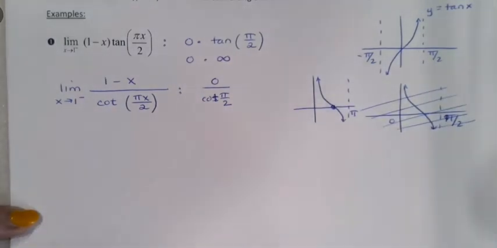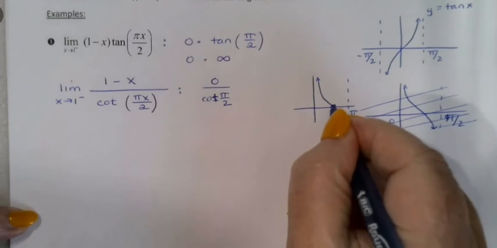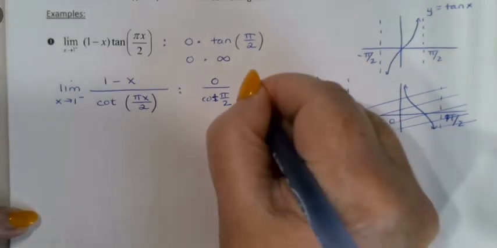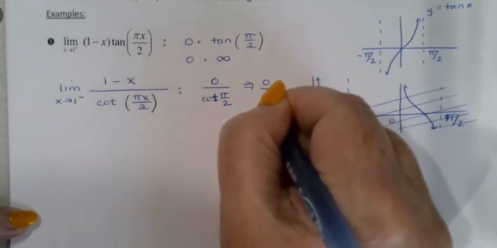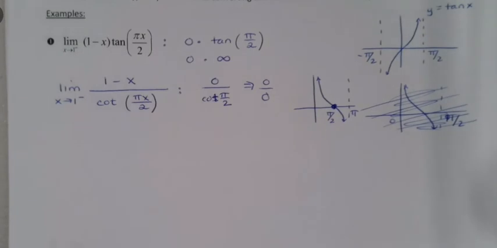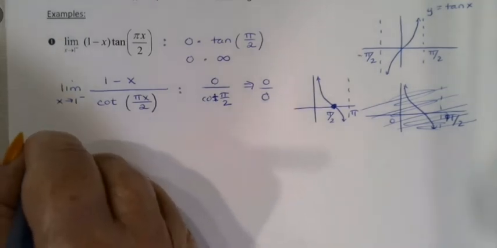The asymptote is at pi, not pi over 2. And the cotangent of pi over 2 is just 0. So I have the 0 over 0 case here. Apologize for my bad graph. And again, you can generate that graph with a calculator, Desmos, whatever. All right, well, now that I've got 0 over 0, I am allowed to use L'Hopital's rule. So let's do that.